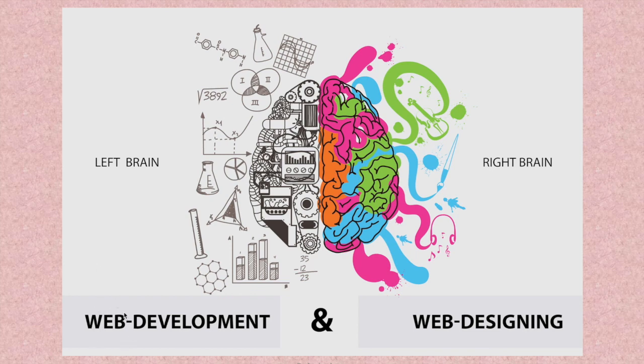Let's look at web designing and web development. Both of them have something to do with a similar profession, but a person with left brain would be good at doing the development part, which means more of coding, and the person with right brain would be very good at designing. That means the layout, colors, screen, and other things.